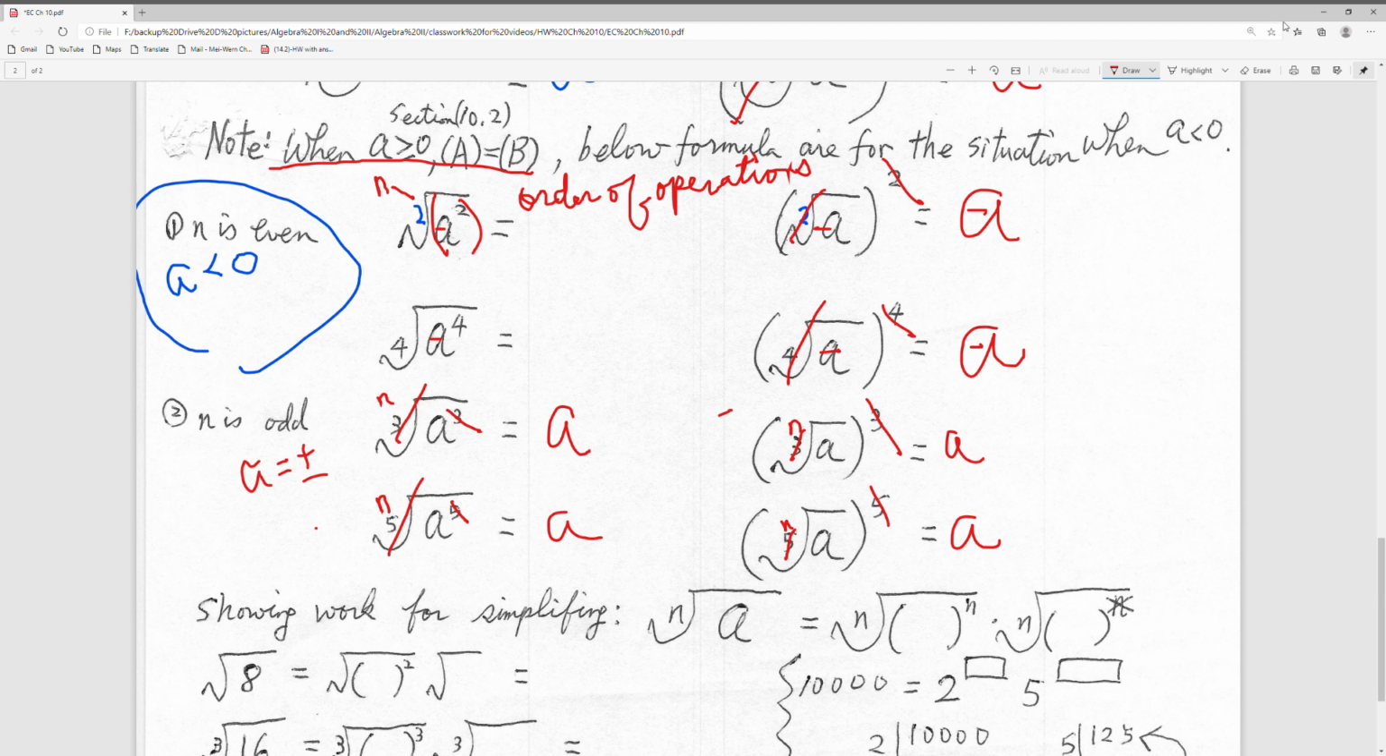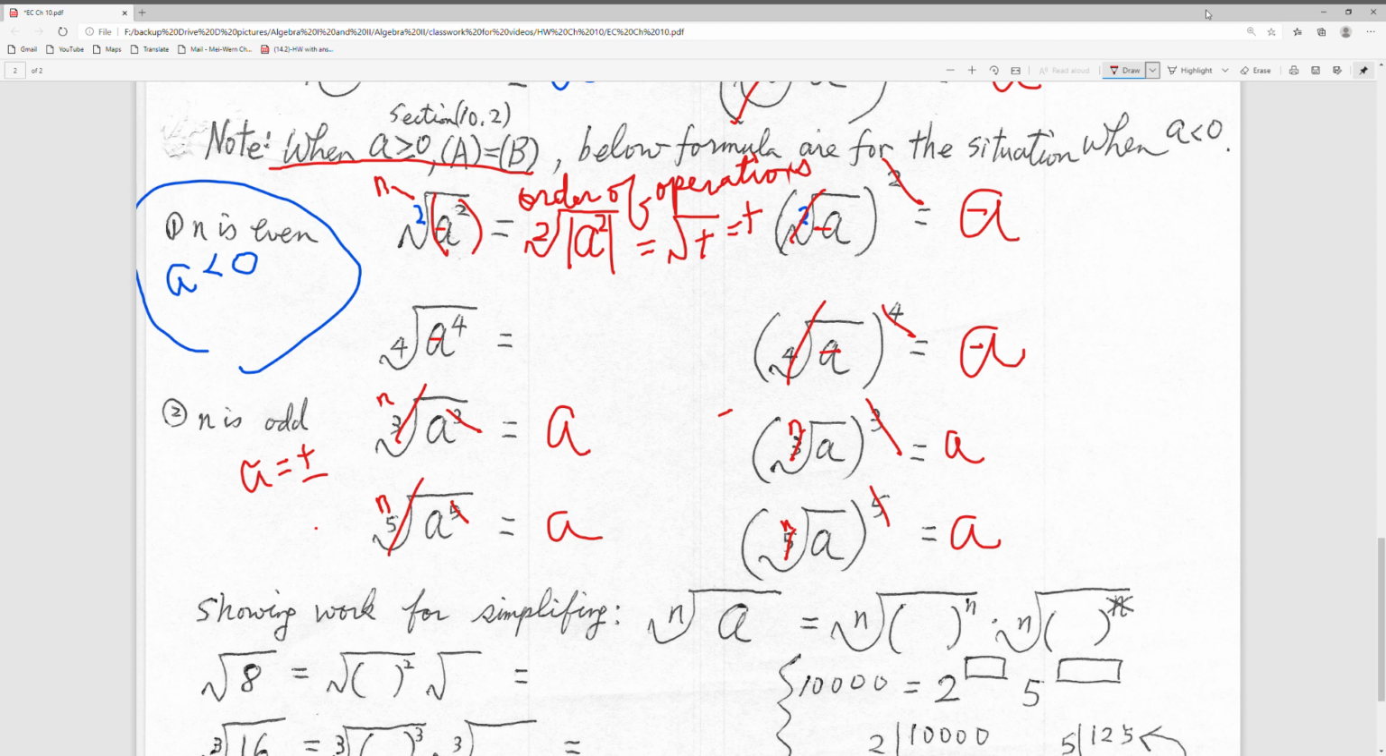Order of operations. Remember, when you have a square inside the root, you need to take care of the square first. So after you take care of the square, A square becomes positive. A square is a positive number. So the square root of a positive number needs to be what? Positive, not negative.